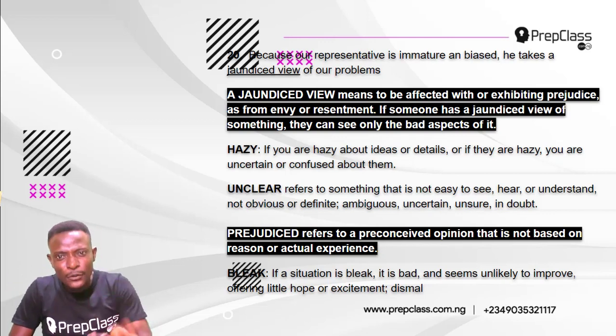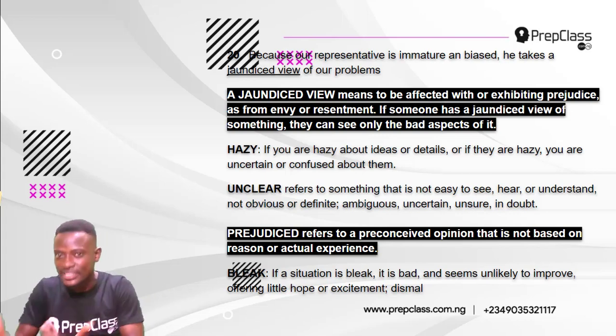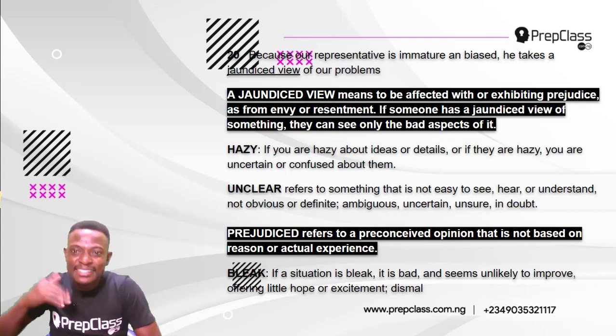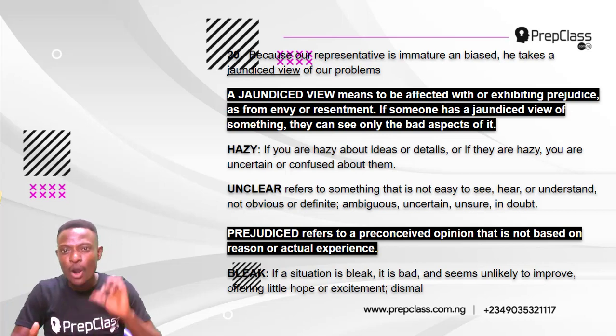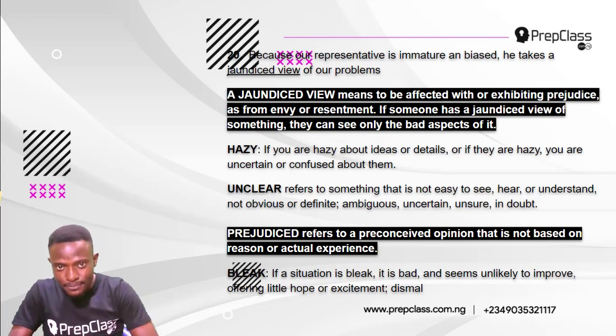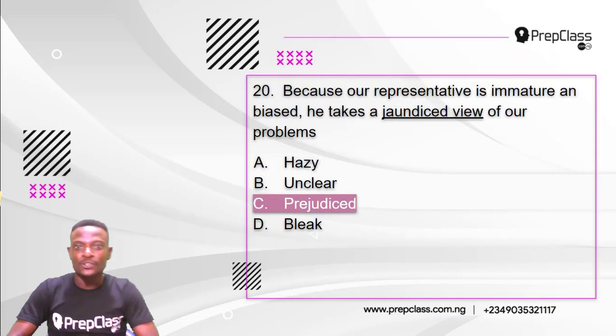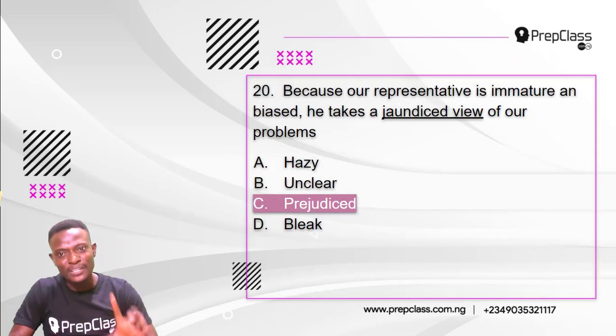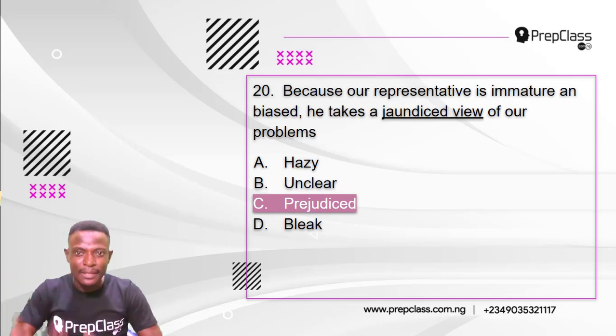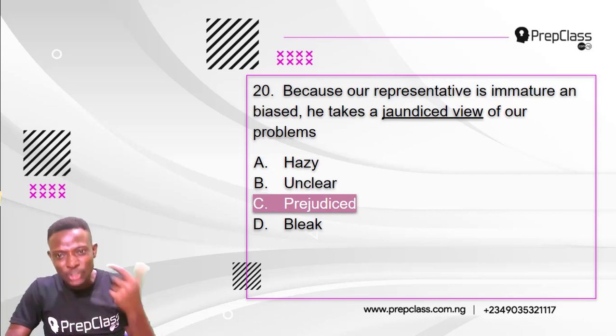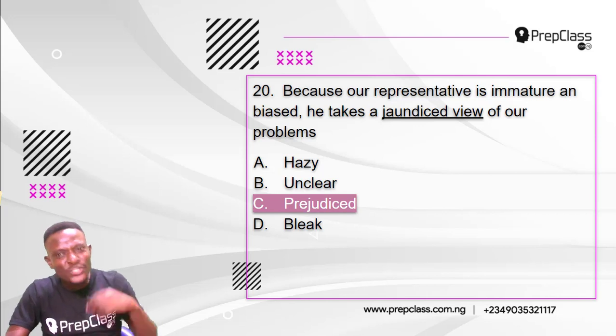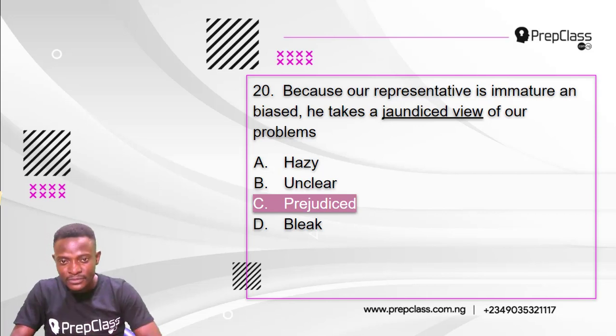So, a jaundiced view means to be affected with or exhibiting prejudice, as from envy or resentment. If someone has a jaundiced view of something, they can see only the bad aspects of it. So, the nearest meaning to a jaundiced view is option C, prejudiced. Because our representative is immature and biased, it takes a jaundiced view of our problems. It takes a prejudiced view of our problems.